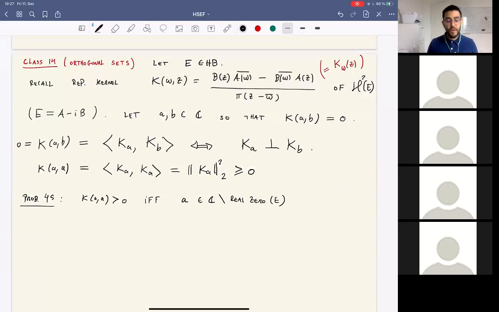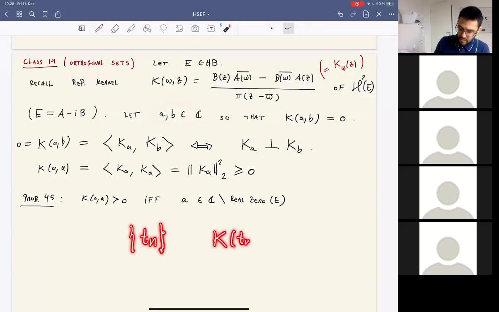So now we know how to decide if we have orthogonal sets, how to create an orthogonal set. Basically, what you need now is a sequence of nodes, t_n, such that whenever you compute K(t_n, t_m), that will be equal to 0. Then you would have a sequence of functions K_{t_n}(z). These functions would be orthogonal to each other. So you would have an orthogonal system.